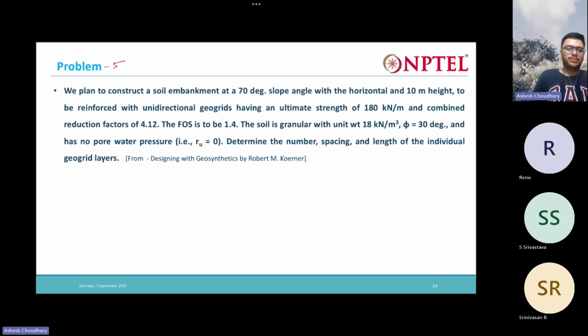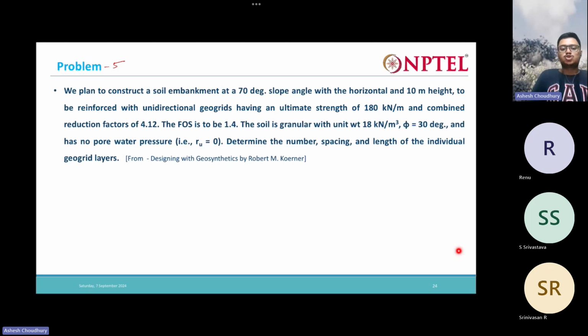So what is the question? We plan to construct a soil embankment at a 70-degree slope angle with the horizontal and 10-meter height, to be reinforced with unidirectional geogrids having ultimate strength of 180 kilonewton per meter and a combined reduction factor of 4.12. So obviously, you have to divide the ultimate by the combined reduction factor, and we will get the allowable. The factor of safety is to be 1.4.